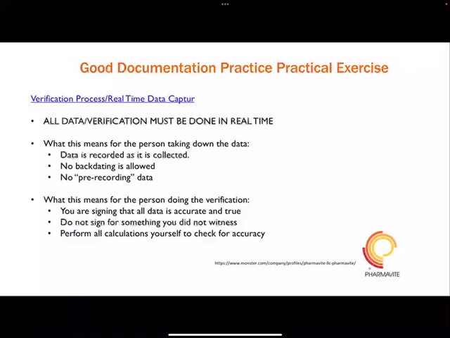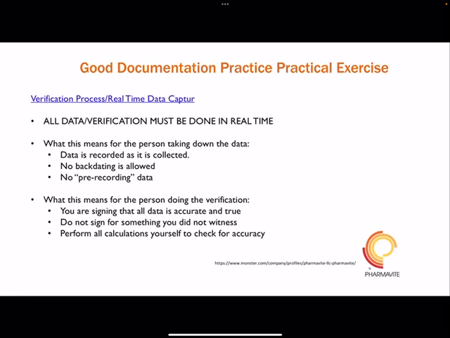Verification process and real-time data capture. All data verification must be done in real time. What this means for the person taking down the data: data is recorded as it is collected. No backdating and no pre-recording data.